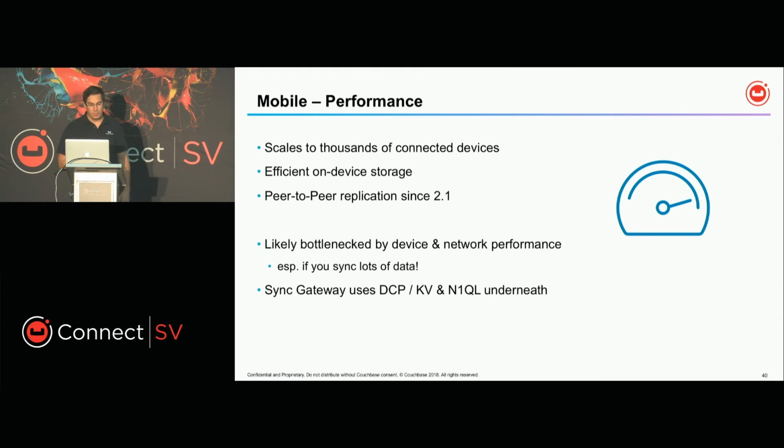And interestingly, again, you see we are coming back to our services here. So Sync Gateway is the piece between our mobile devices and our backend cluster. And Sync Gateway, again, uses DCP, our protocol, to get changes from KV, and uses KV and N1QL underneath to basically make it work, right?